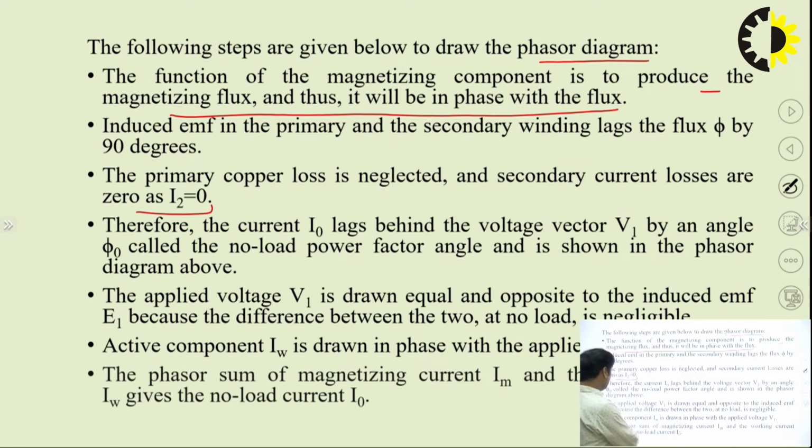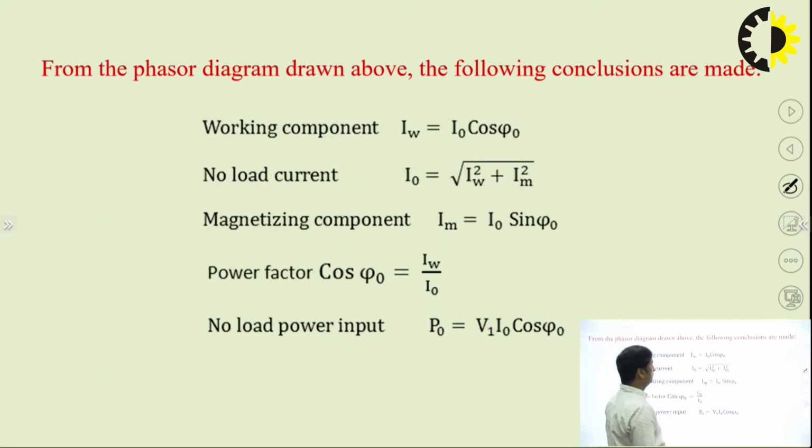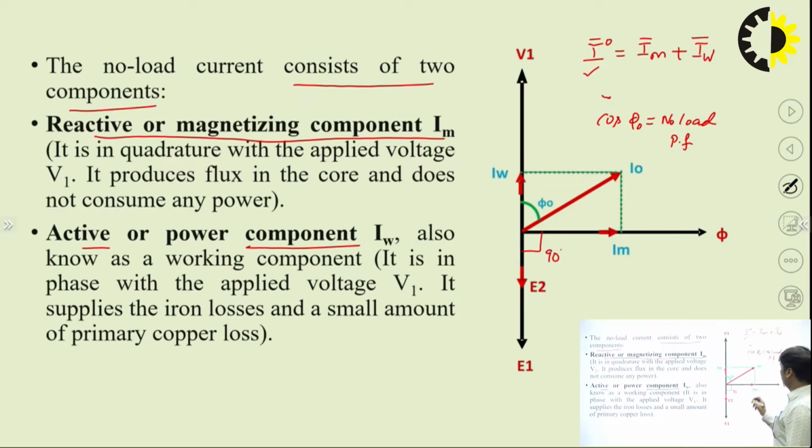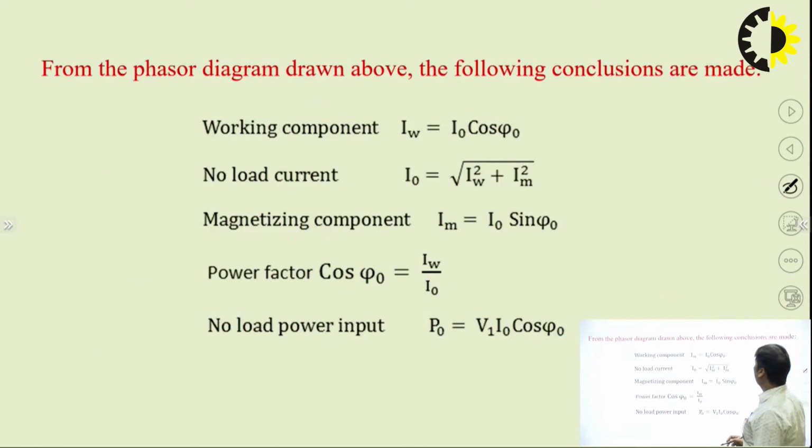The active component is drawn in phase with the voltage, as I told you, and the phasor sum of the magnetizing current and the working component is the no load current. If you see this graph, this IW is along with the voltage, so it is called the active component, and it is given by I0 cos phi naught. You can say that the sum of the working component and the magnetizing component is called the no load current.